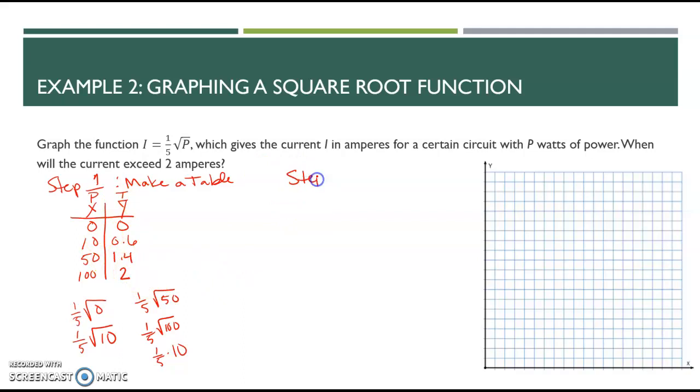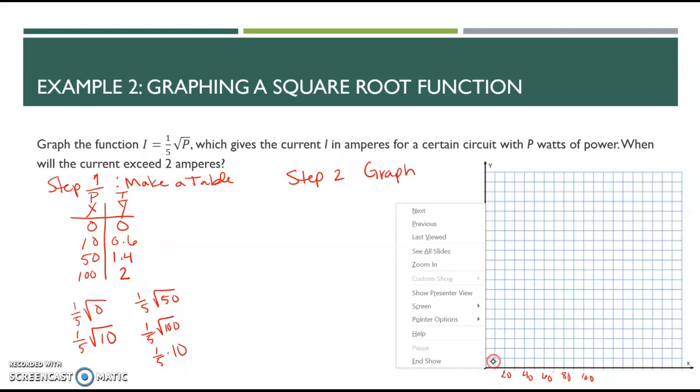Step 2, graph the points. That's all that it is. So I'm going to count by 10s across the bottom: 10, 20, 30, 40, 50, 60, 70, 80, 90, and 100. And I'm going to count by half points going up, so every 2 is 1. So 1, 2, that's going to be my 3, 4, 5, and so on. All right, from here we just graph our points.